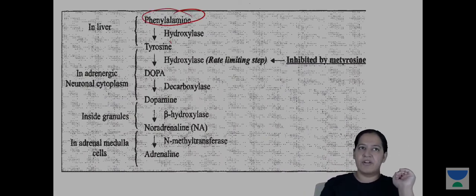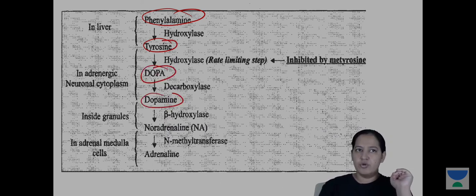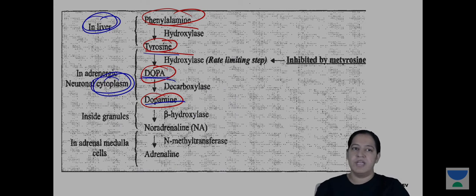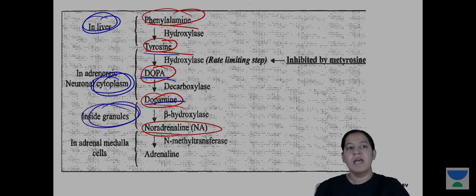Phenylalanine is converted into tyrosine, tyrosine into dopa, and dopa into dopamine. The first step, phenylalanine to tyrosine, takes place in the liver. The second and third steps, tyrosine to dopa and dopa to dopamine, take place in the neuron's cytoplasm, the axonal cytoplasm. The next step, dopamine to noradrenaline, takes place in the synaptic vesicles, that is the granules. And the last step, noradrenaline to adrenaline, takes place only in the adrenal medulla, nowhere else.